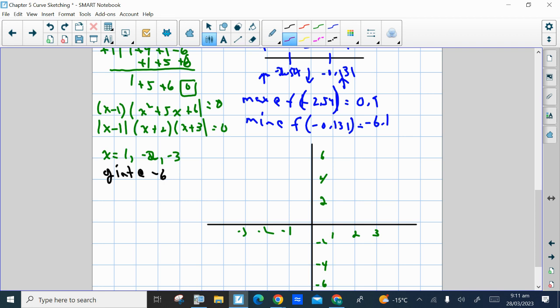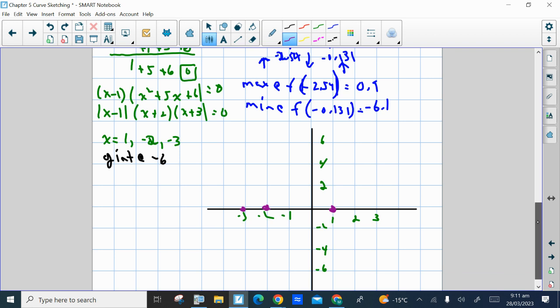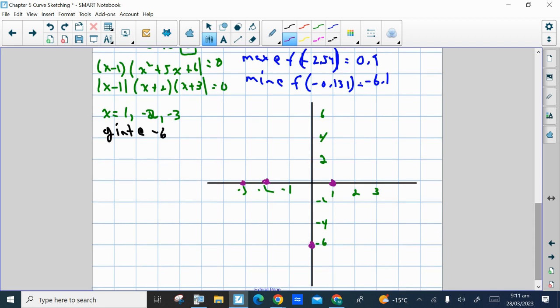So we're going to have x-intercepts at positive 1, -2, -3. Our y-intercept is at -6. I've got a minimum point at negative 0.131, comma negative 6.1. So just below the y-intercept. I have a maximum at negative 2.54, comma 0.8, approximately right there. And this gives us all we need to sketch our graph.